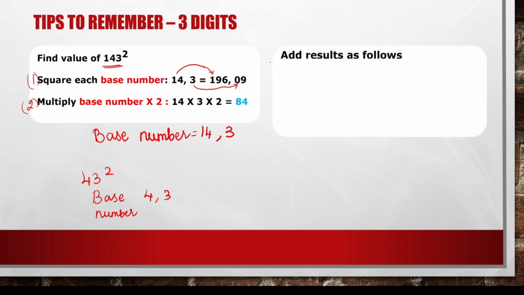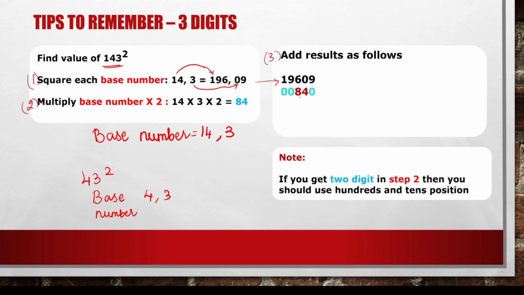And then our third step is we add the results as follows. We write 19609 as it is, and then we always have to add a 0 in the ones place. That is a very important trick, so please do not forget it. And then we just substitute the 84 in the hundreds and the tens place, and we add these two equations, which is equal to 20449. So 143 square is equal to 20,449.